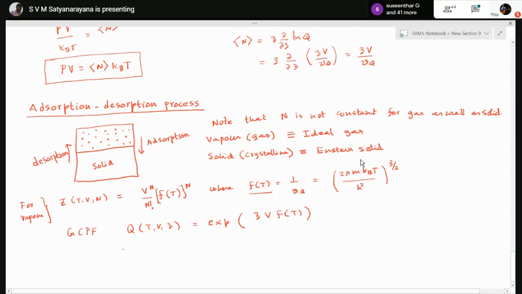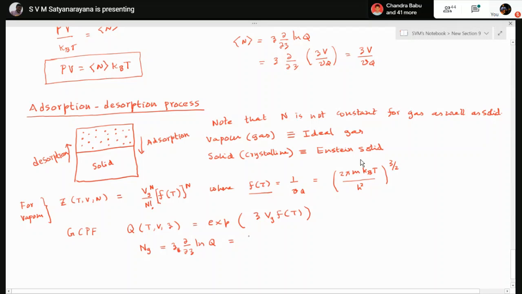Correct? So I may have to write this as Vg here because this is the gas volume. Okay, so let me use that. Now the average number of particles, let me call this Ng, is given by z ∂/∂z of logarithm of Q, which is given by, let me also call this Zg. I will write that at the end.